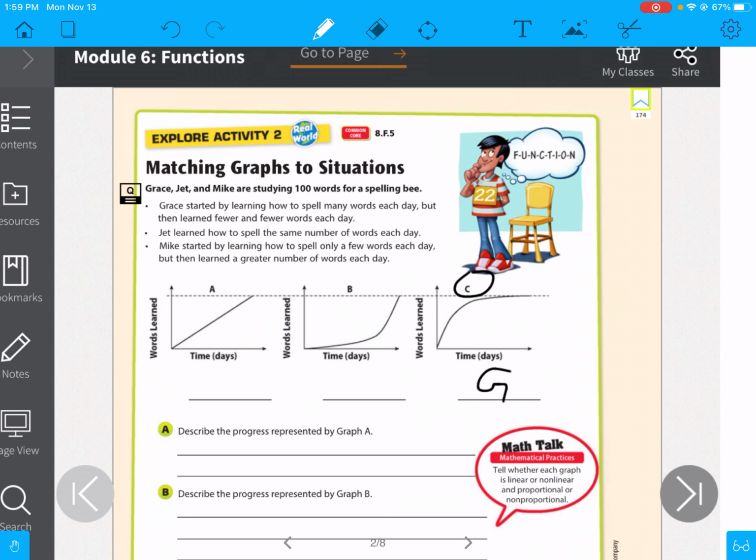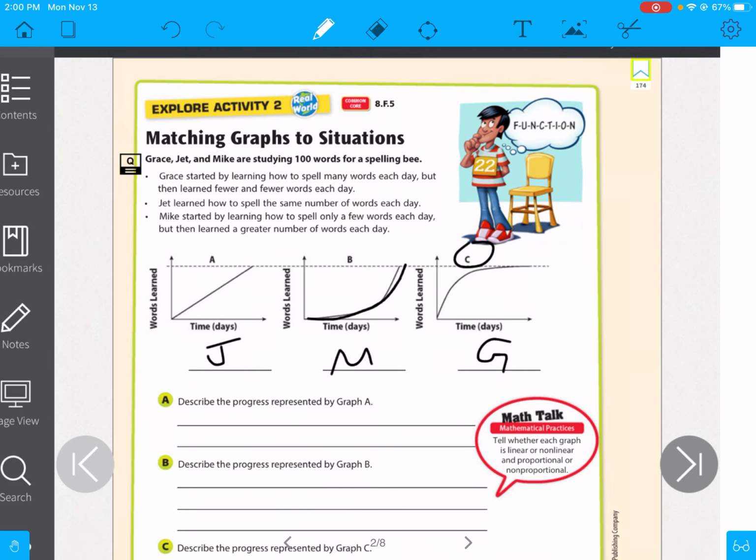Now Jet learned how to spell the same number of words each day. That would be A is Jet. And then Mike started by learning how to spell only a few words each day, but then a greater amount at the end. So I would say that would be Mike.